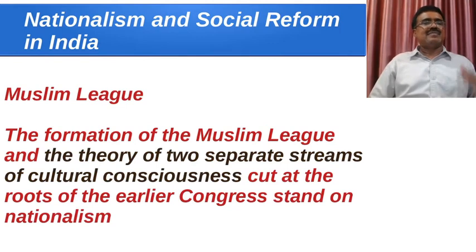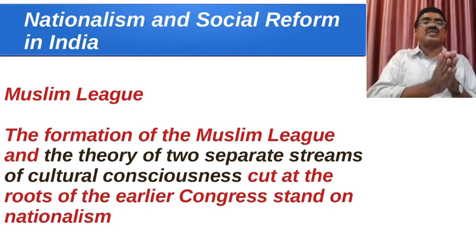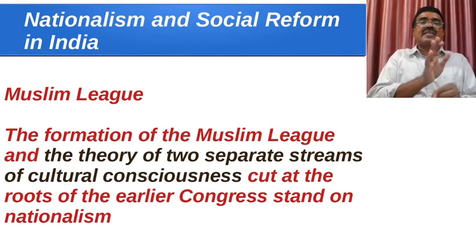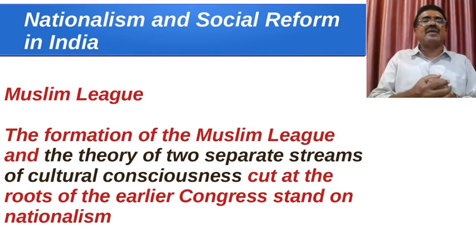When the Muslim League came into being, the theory of two separate streams of cultural consciousness cut at the roots of the earlier Congress stand on nationalism. The extremists were propagating cultural identity; the Muslim League came into being and the two-nation theory came, cutting at the root of the earlier Congress stand on a liberal democratic, all-encompassing idea of nationhood.